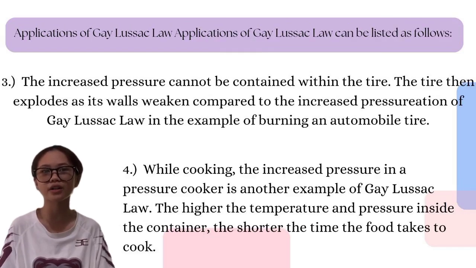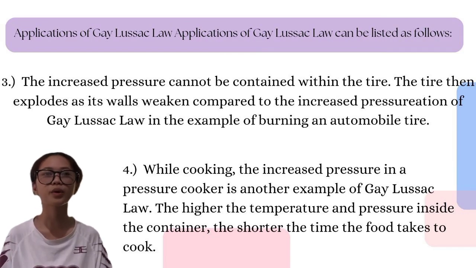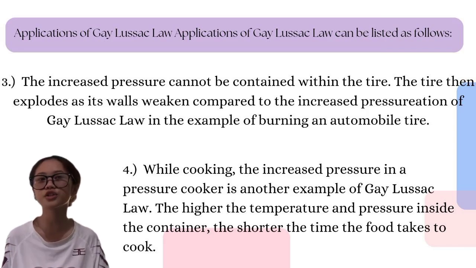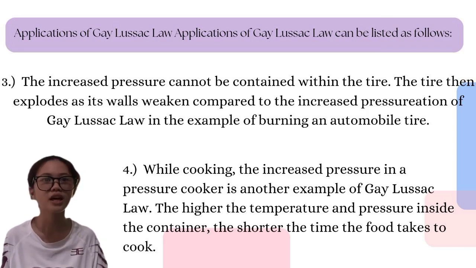towards the gun's barrel. Third, we can also view the application of Gay-Lussac's law in the example of a burning automobile tire. As the tire is heated, the heat spreads over the rubber and other constituents. Due to this, the pressure increases. The increased pressure cannot be contained by the tire. The tire then explodes as its walls weaken compared to the increased pressure.